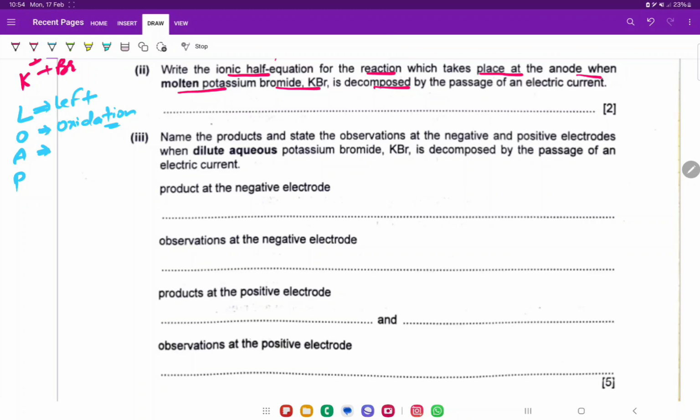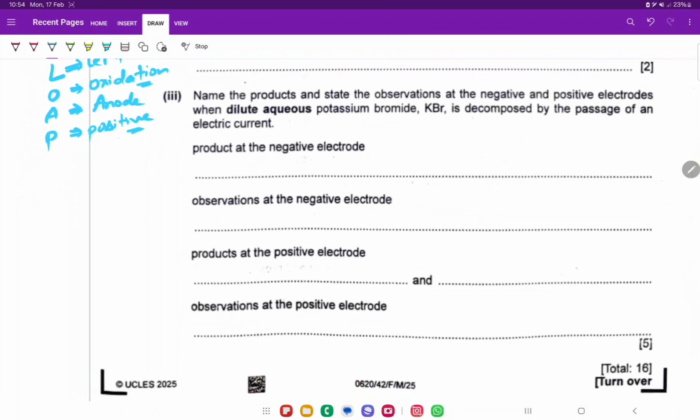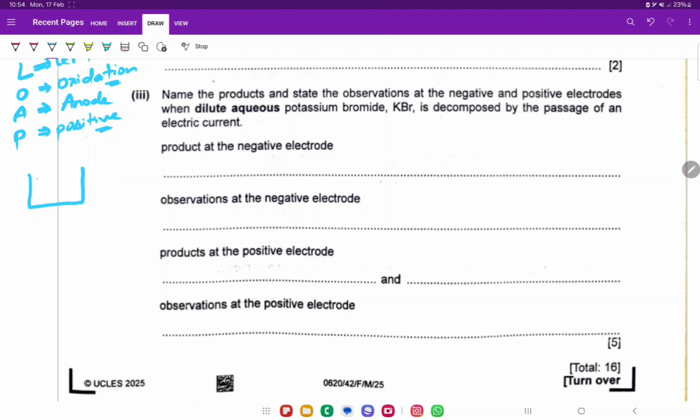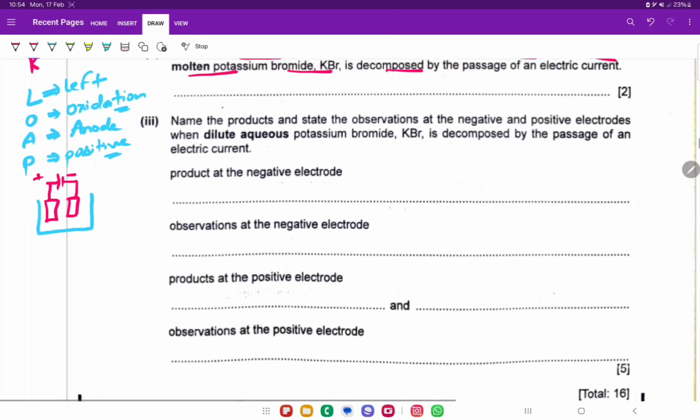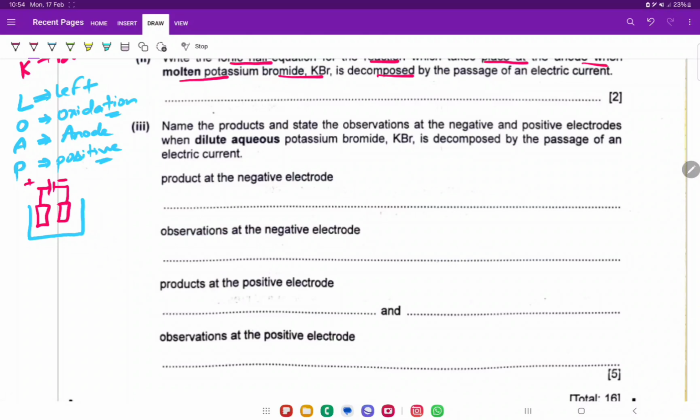In LOAP, the important things are O, A and P. Left and right can interchange, but oxidation will always take place at the anode. A means anode and P means positive. If I draw an electrolytic cell with one electrode on the right hand side and one on the left hand side, the left side will be my anode and that is positive, and the right side will be my cathode, that is negative. So this is my positive and this is my negative electrode. Oxidation will take place on the left side electrode, and it is called the anode and it's positively charged.